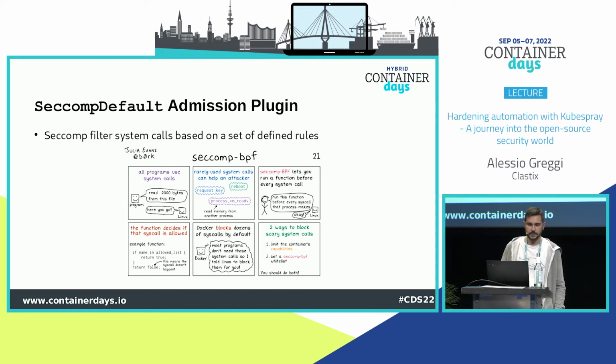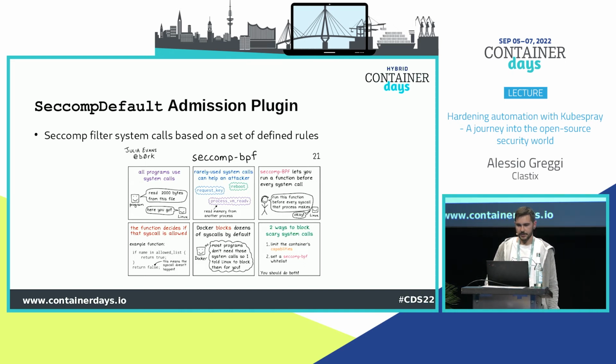For people who don't know what Seccomp is, it is a filter for system calls. So you have your set of defined rules, and inside the rule you can have the whitelisted syscalls that are allowed by the kernel to run inside the system. If the syscalls are not present in the rule, they will be dropped.